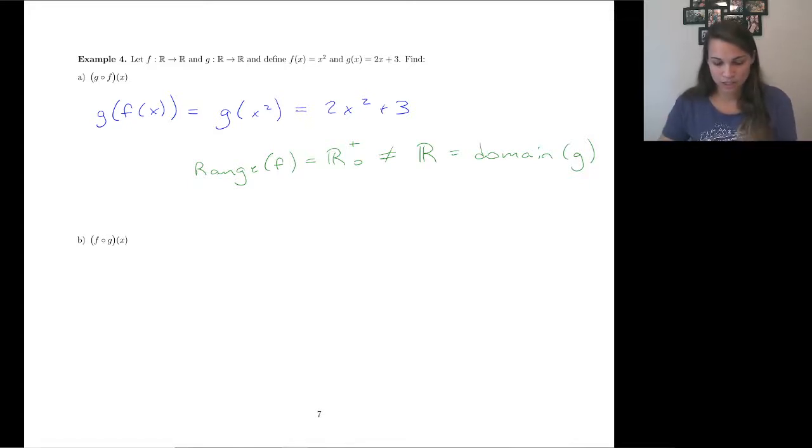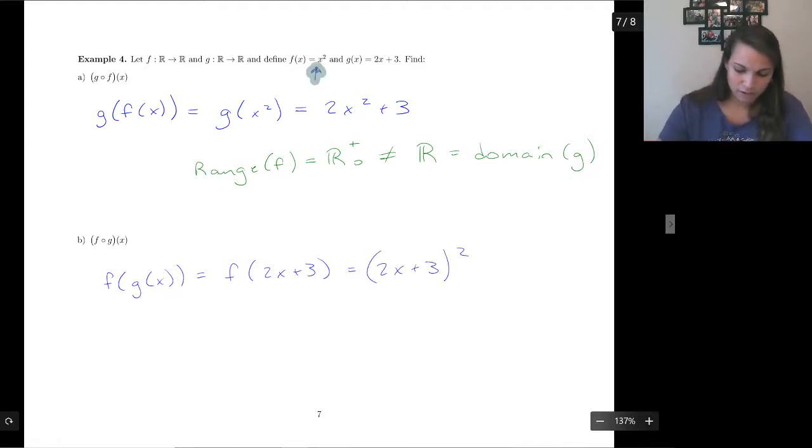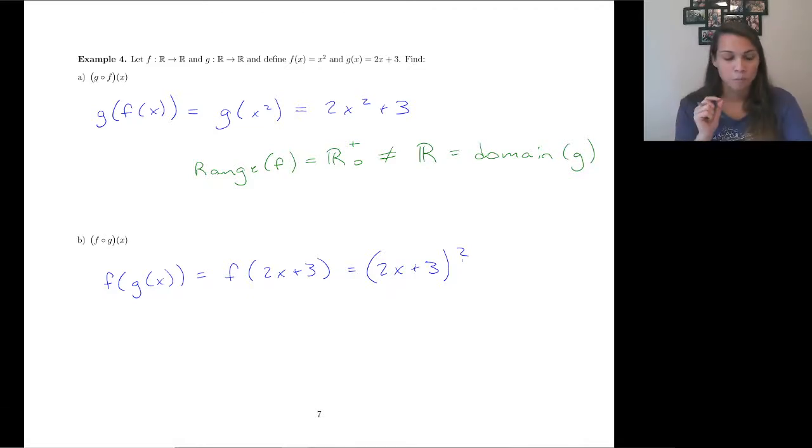f composed with g. So this time we're going to stick g inside of f. So we said g was 2x plus 3. So now we go to f and we stick the g function in everywhere we have an x. So hopefully you can see that this and this are two very different functions. So order most certainly matters.